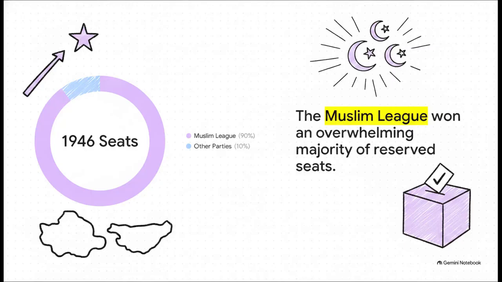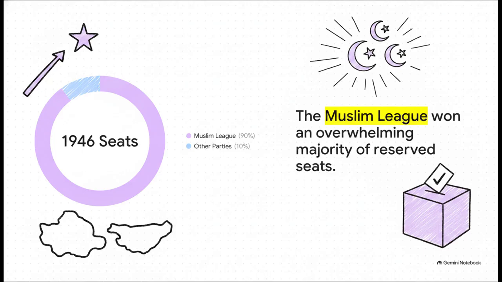Then we hit the historical climax in 1946. The Muslim League ended up winning a staggering 90% of the reserved seats. That is a massive, overwhelming mandate. It acted as an effective plebiscite for Pakistan, completely stripping away any remaining credibility that Congress was the sole voice for Indian Muslims. Decades of ideological growth, economic disparity, and political maneuvering had finalized the divide.